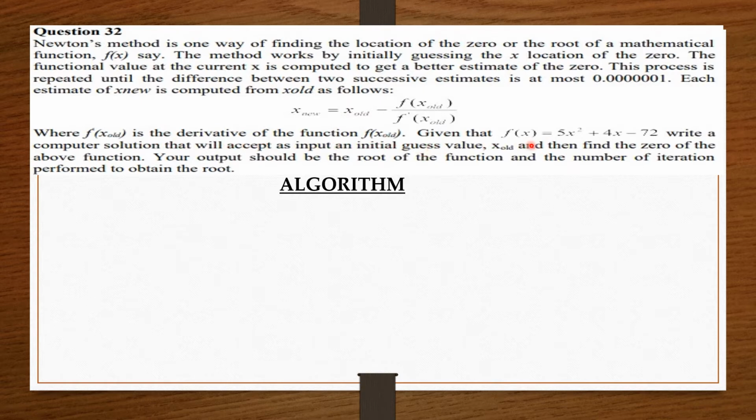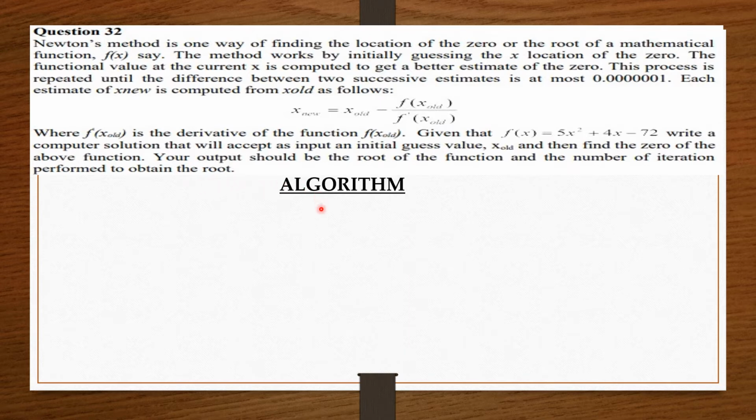Given that f of x equals 5x squared plus 4x minus 72, write a computer solution that will accept as input an initial guess value x old and then find the zero of the above function. Your output should be the zero of the function and the number of iterations performed to obtain the root.